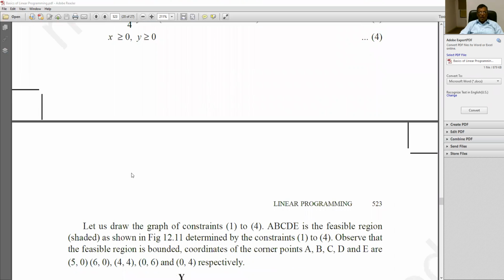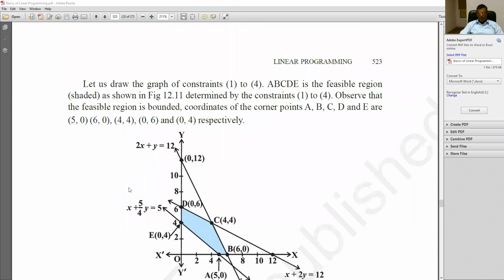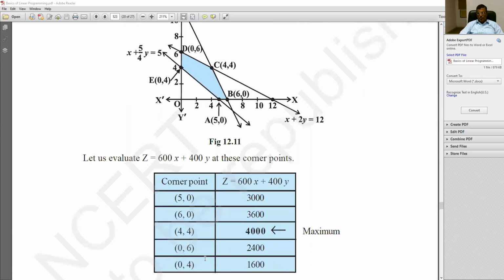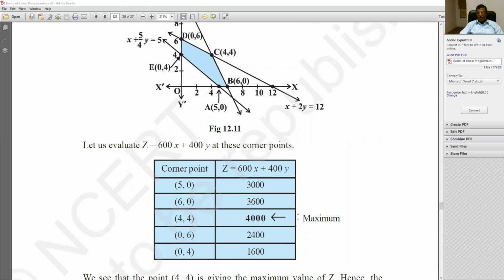I hope, students, you are well acquainted with the graphical solution of a linear programming problem, as well as how to locate the feasible region, as we have been doing such numericals since last week. Use the same process here: draw the graph as usual, select the feasible region, and with the help of the feasible points find the maximum value, which is 4000. This is the required result we are seeking.